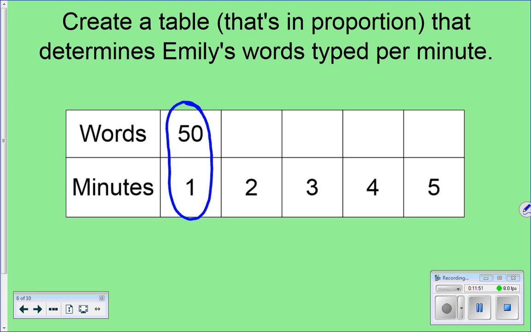So if Emily types 2 minutes, how many words is she going to type? Somebody raise your hand and tell me. How many words is she going to type, Aiden? 100. Keaton Bonderson, if she types 3 minutes, how many words is it? Very good. Let's see. Daniel, if she types 4 minutes. And last but not least, Bryn. 250. Now, justify this to me and tell me why it's in proportion.